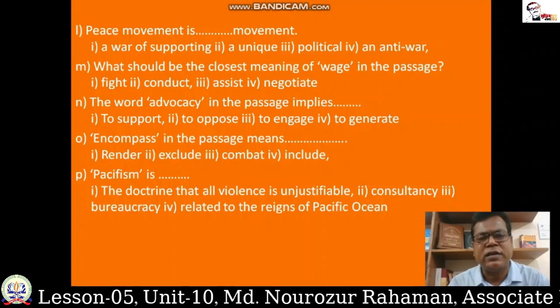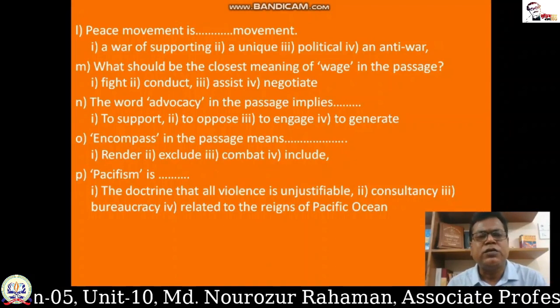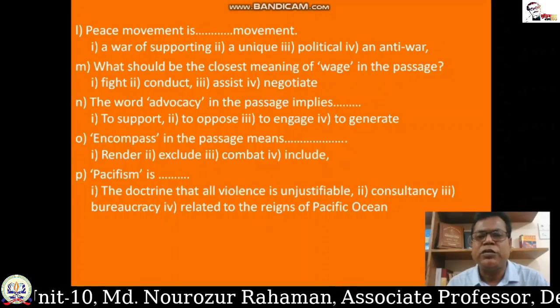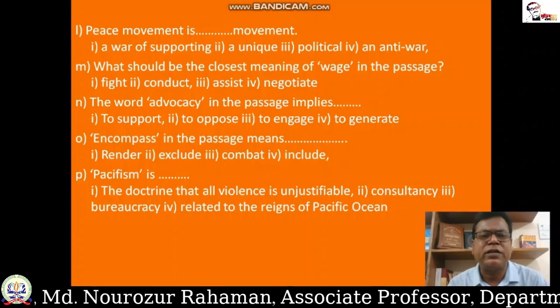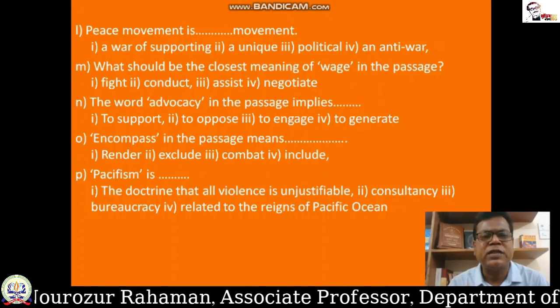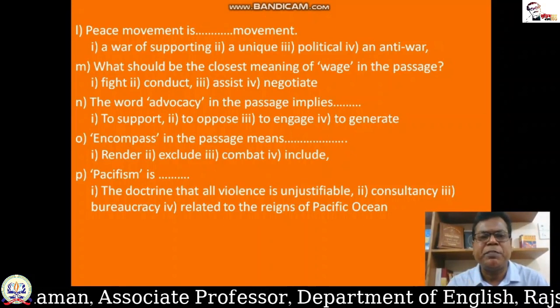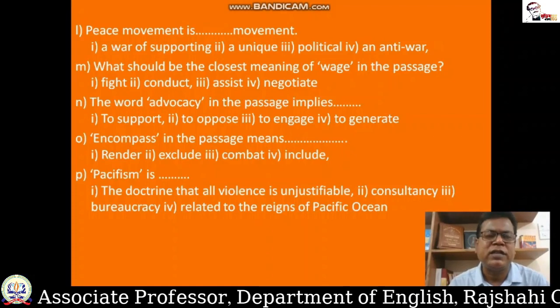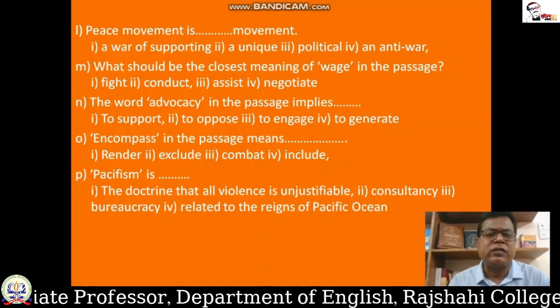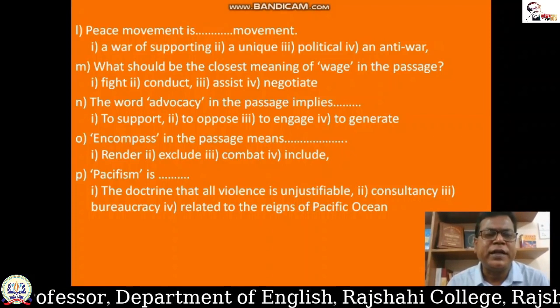Advocacy is the term, a noun. The options are to support, to oppose, to engage, to generate. So advocacy means to support. The word advocacy implies to support something. So number 1 will be the correct answer.